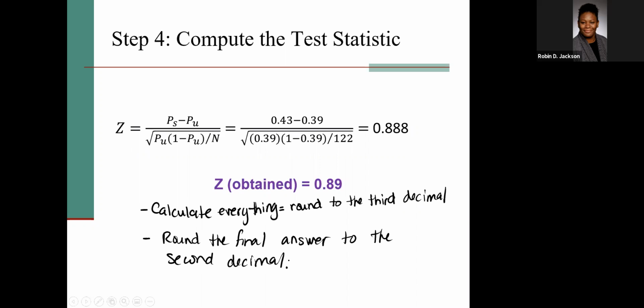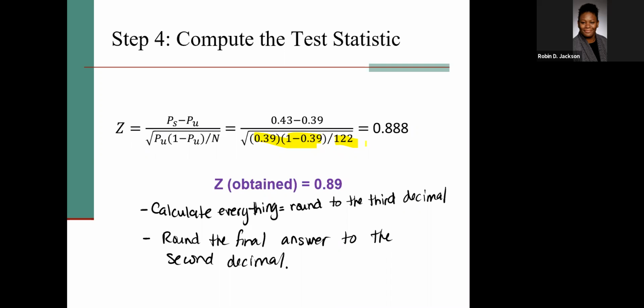So if you need to take a moment, pause and write this down. But calculate everything that you see in the problem to the third decimal place. So when you get this number down here, once you multiply, this number needs to be rounded to the third decimal place. Then when you divide the number that comes out of this calculation by the 122, that number needs to be rounded to the third decimal place. Whatever this number is, you divide it by that number that has been rounded to the third decimal place.